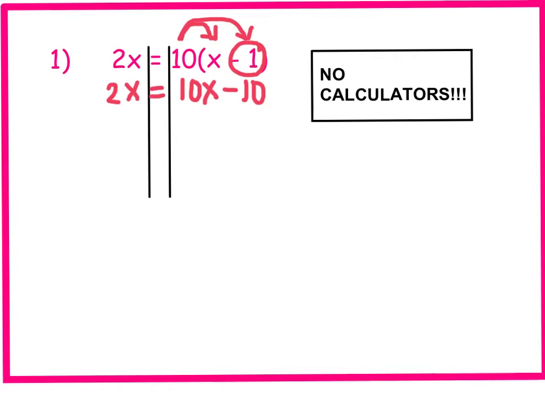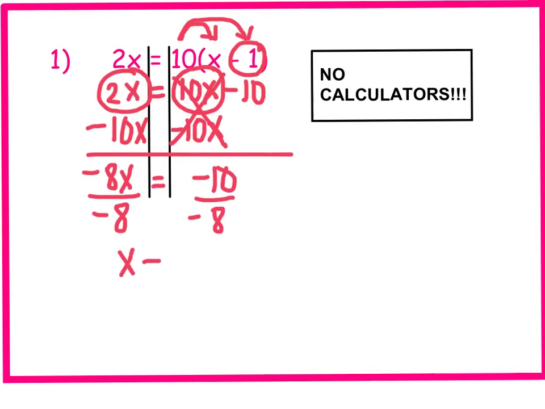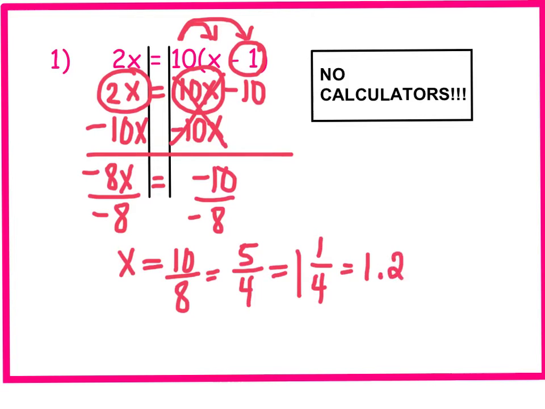Now what we need to do is combine all of the terms that have variables. When looking at this equation here, I have to eliminate the 10x from the right-hand side of the equation. So I'm going to take minus 10x and minus 10x. This leaves me with negative 8x equals negative 10. Now my last step, divide by negative 8 and divide by negative 8. So x is equal to 10/8, which is 5/4, which is 1 1/4. You may also write it as a decimal, 1 25/100.